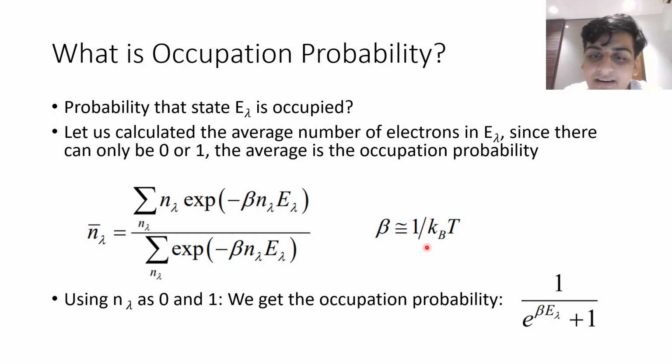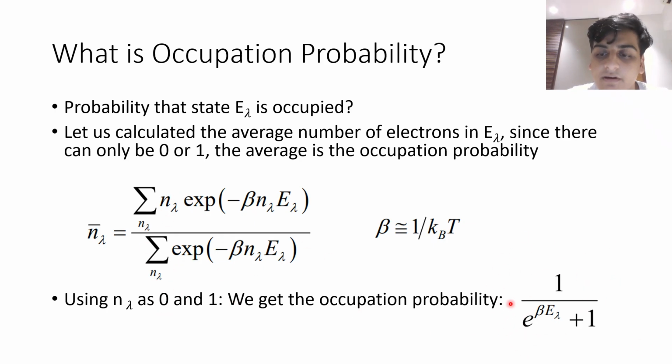And note that beta here is just 1 by kbT that we had in the last slide. So this is the formula for the average using the basic definition of average and what we had on the last slide, which was the probability that a given electron takes some energy state E lambda. Basically we now allow the values of n lambda to be 0 and 1, because either the energy state is not occupied or it is occupied. You cannot have two electrons in some particular state, right? So we sum over 0 and 1, and when we do that, this is what we get as the result for occupation probability.